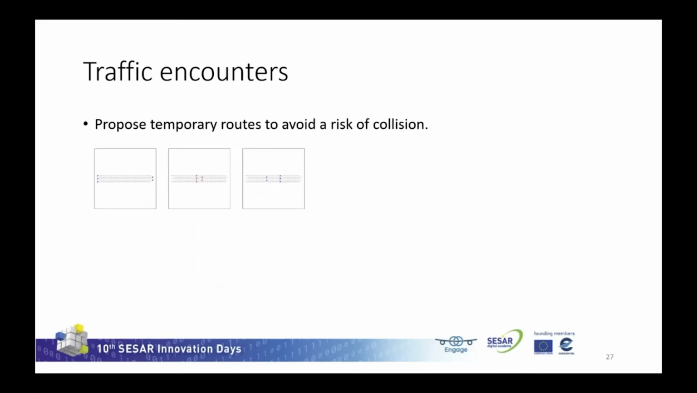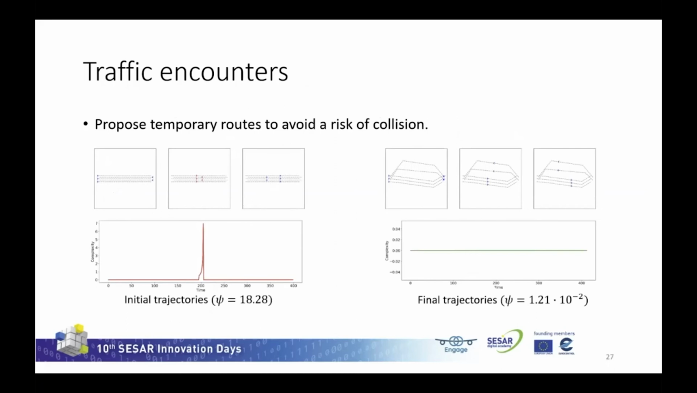And the traffic encounters. This scenario allows us to build temporary routes to avoid the risk of collision. In this situation, we can identify the congestion with the complexity metric when two flows create a risk of collision. And the resolution algorithm can restructure two parallel flows of traffic to minimize the traffic complexity. These results show near zero complexity and give an easy pattern to manage the traffic.